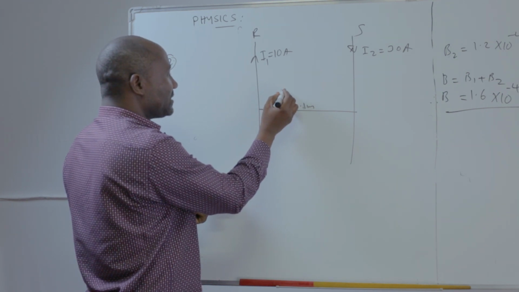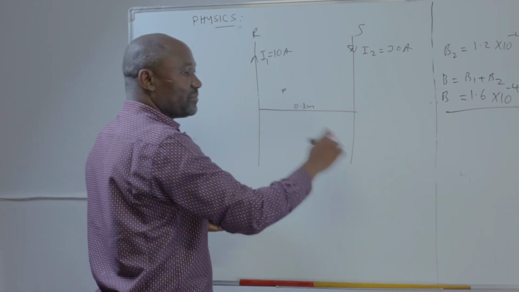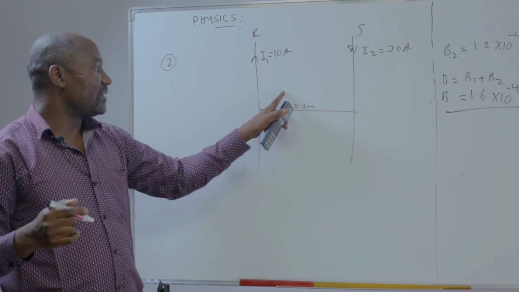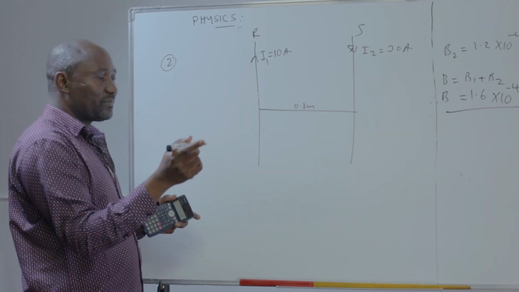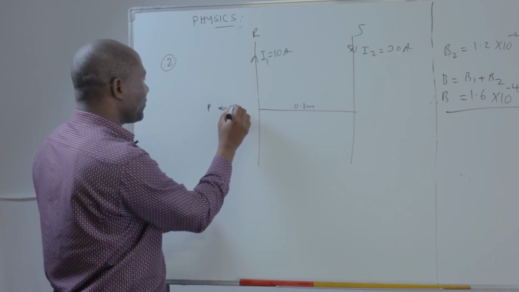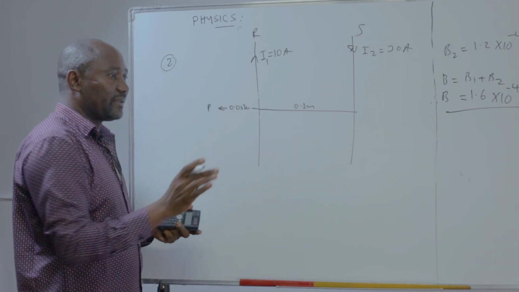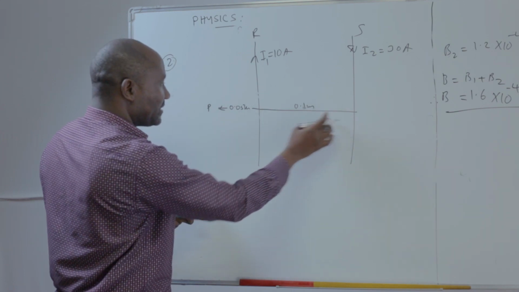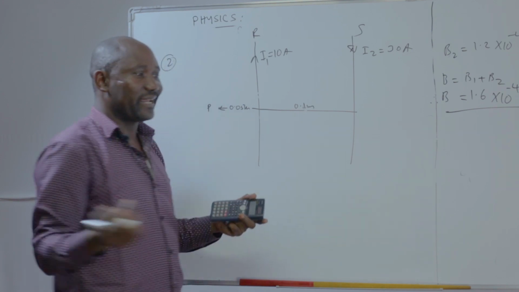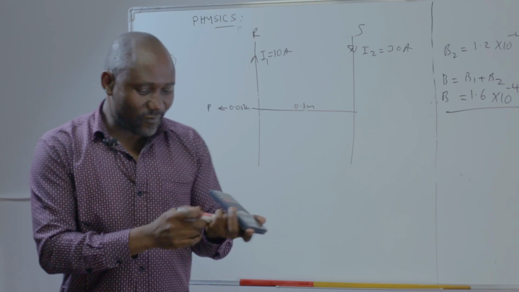If this is our point, 0.05 from R, the distance from here to S cannot be 0.15. So P is not within the wires, it is outside. So you confirm that P might be outside here. This distance is 0.05 from wire R, then the distance from S is 0.1 plus that, which will be 0.15, right? So you know where our P is. Then after, you apply the same formula.